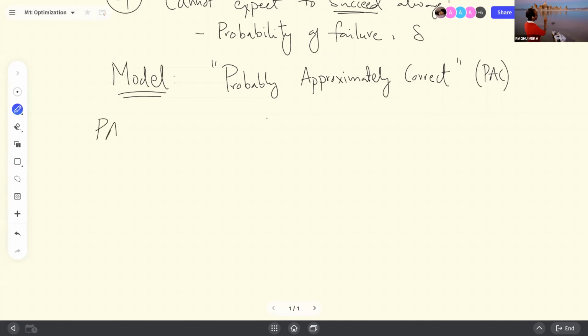So let's write down the PAC model fully. The history is a bit murky, in the sense that because it's such a basic one, you can see variations of it in the literature for a long time. Okay?